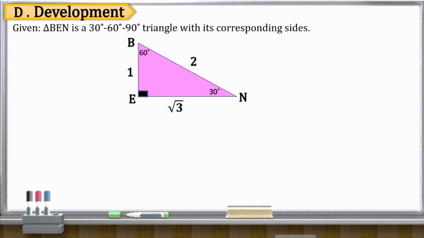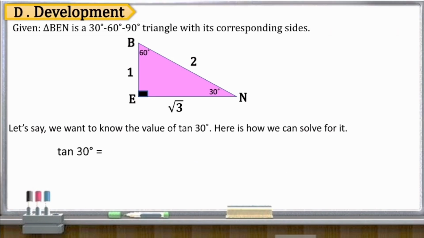Given triangle then is a 30 by 60 triangle with its corresponding sides. Let's say we want to know the value of tangent 30 degree. So, ganito class yung pagsagot natin. So, hanapin muna natin yung ating reference angle. So, ang reference angle natin dito ay 30 degree. At ang trigonometric function naman natin class is tangent. So, babalikan lang natin dito class yung SOHCAHTOA.